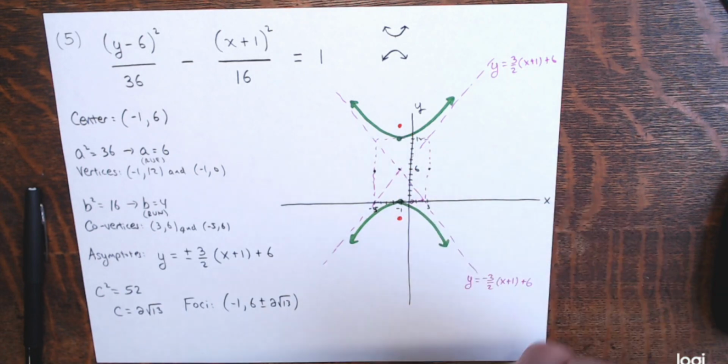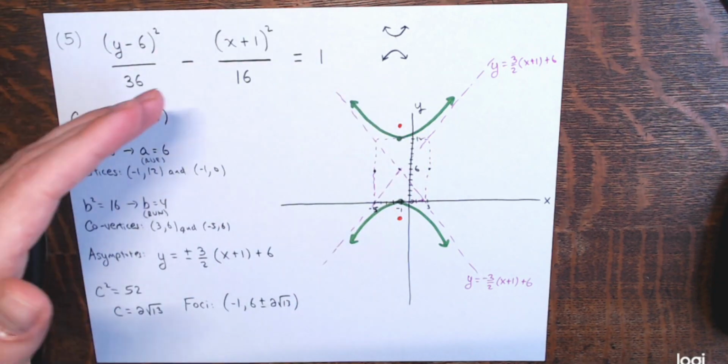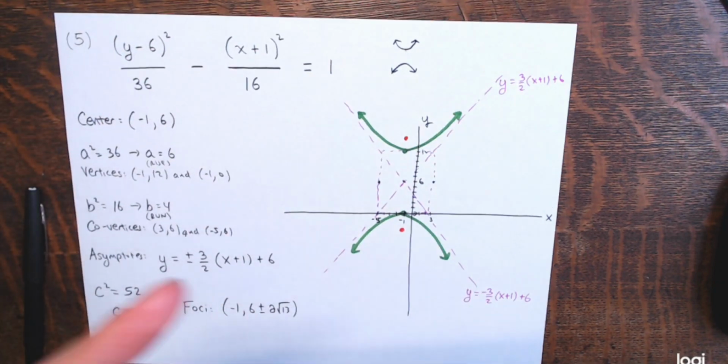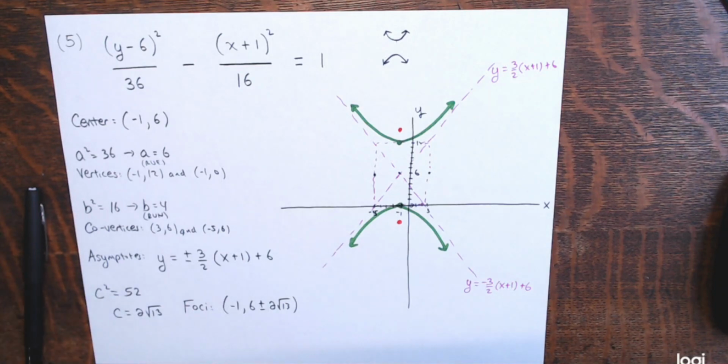Right. And again, if you want to go to Desmos, enter this equation, enter the equations of these asymptotes, and see that you got a proper hyperbola, go ahead and do that. Right? I did it for the first two. I'm not doing it anymore. I leave it to you.